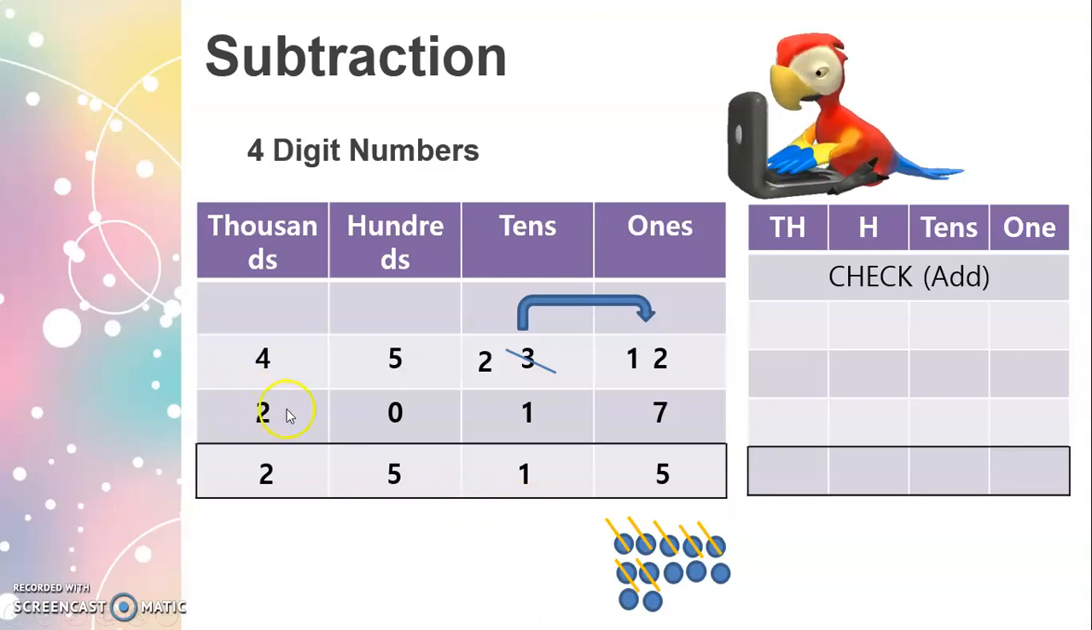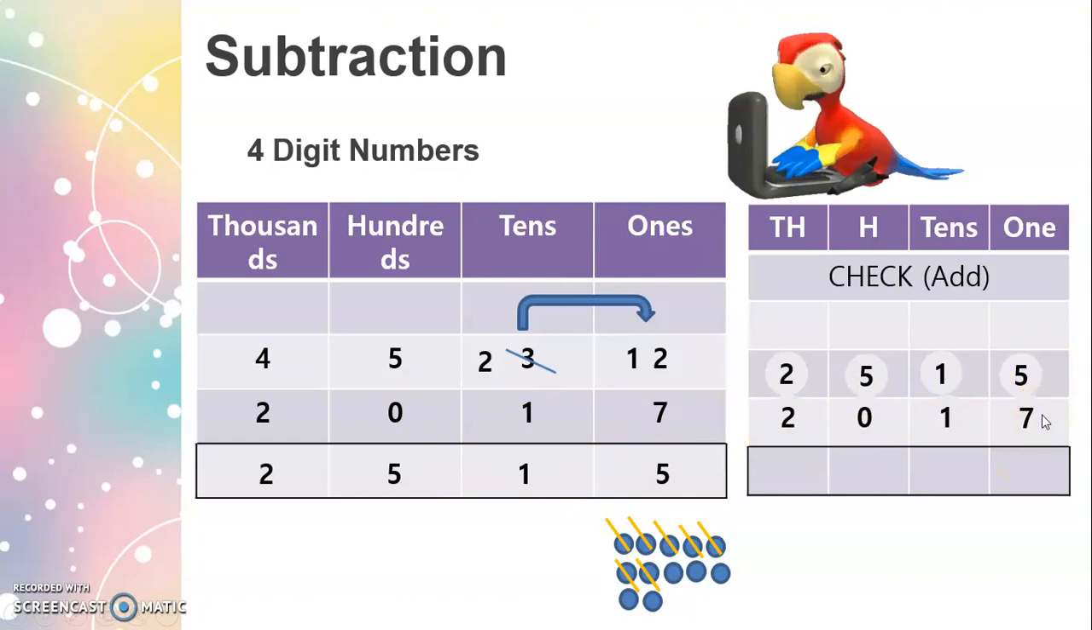Now I want to check whether I have solved the question correctly. For that purpose, I will write this second number 2017 in this table in the same way. And I will write this answer 2515 above it. 2, 5, 1 and 5. Now I will add these two amounts. One is second number of the question and second is answer of the question.